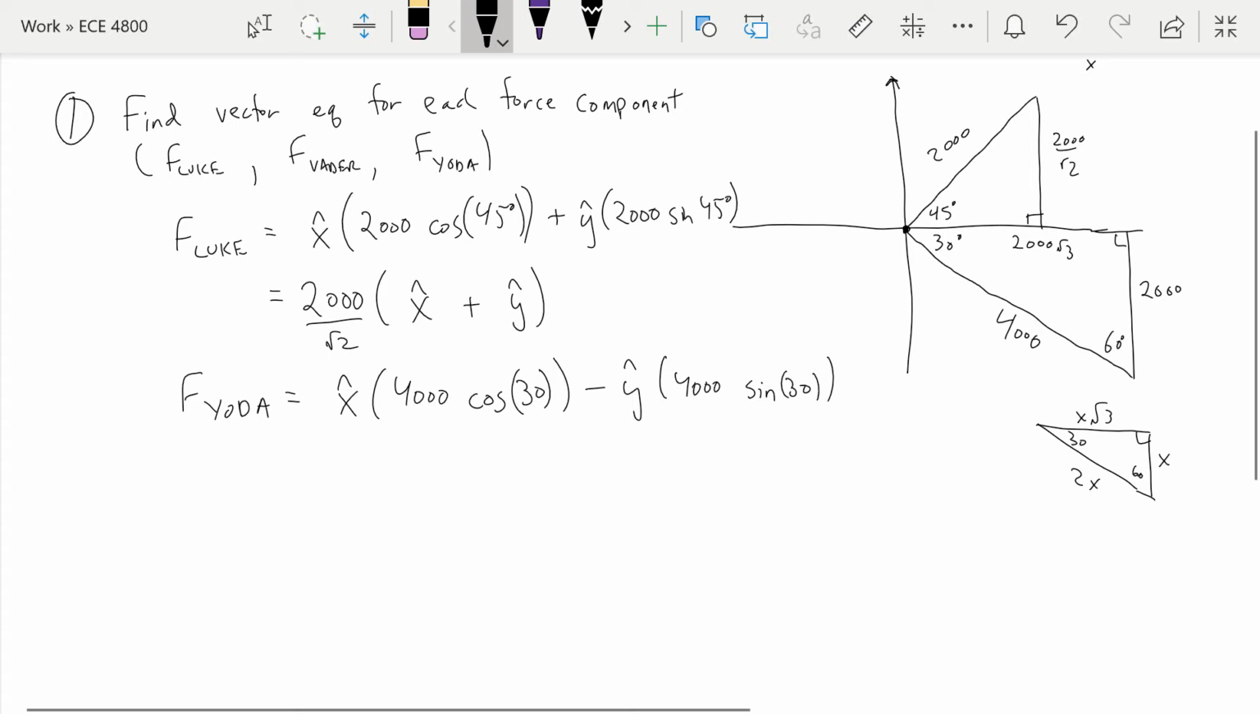Okay, and if you actually do the math here, you'll find what we found intuitively earlier. So let's see, we can write this in a compact form. 2,000 times square root of 3 times x hat minus 1 times y hat.